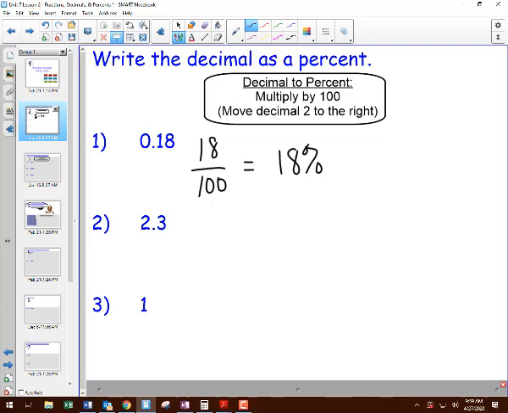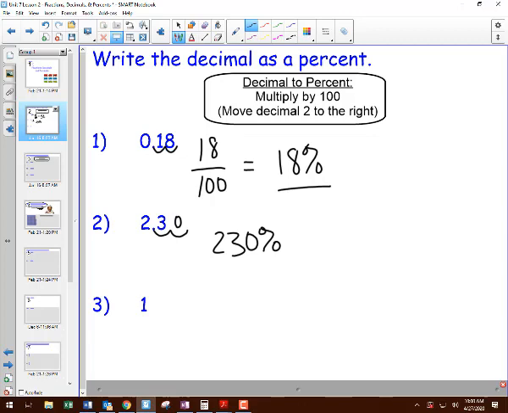We go to a kind of a mixed number here. If we look at this, we have 2.3. Another little strategy you can use is just moving the decimal point. If we look back at number one, if we'd have just moved this decimal point 2 spots to the right and put our percent sign, we'd end up with this 18%. We can do the same thing on this one if we just move 1, 2. Fill that in with a 0, and we're going to get 230% on this example.